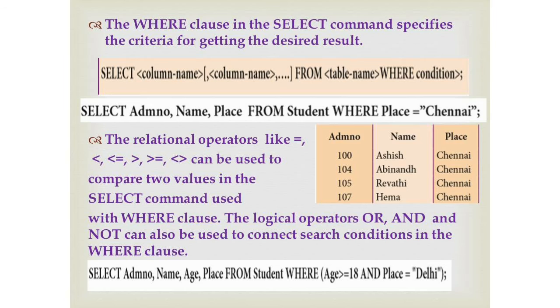Here, in this where clause, if the record satisfies the condition, it will display the result, the row, the data. For example, to display the admission number and the name of only those students who belong to Chennai, the select command is used in the following way: select admission number, name, comma, place.